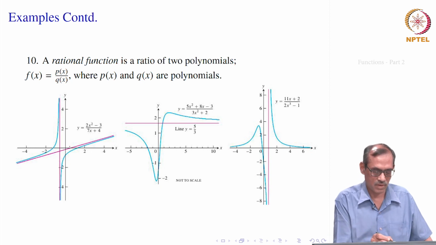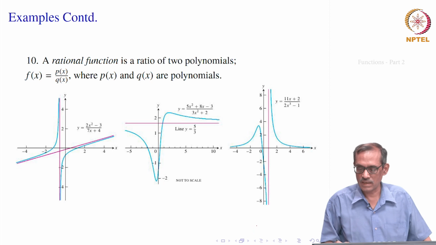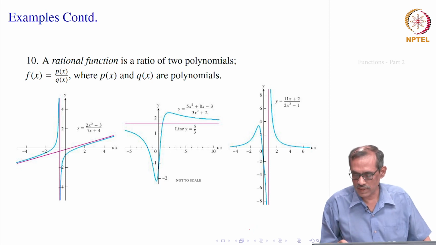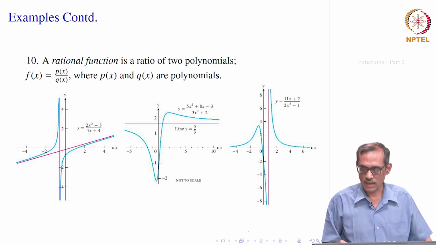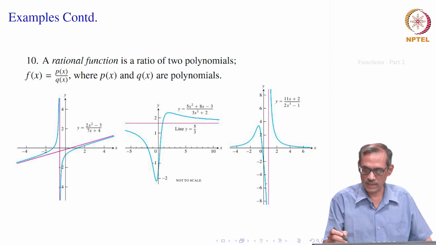There you are looking at some gap, at minus 4 by 7. It is not defined there, but here there is nothing. For every real number it is defined. Similarly, if you take the third one, (11x + 2) divided by (2x³ − 1), 2x³ − 1 can be 0 when x³ equals 1 by 2, or x is the cube root of 1 by 2. Except at that point, everywhere else it is defined, and that is how it looks.